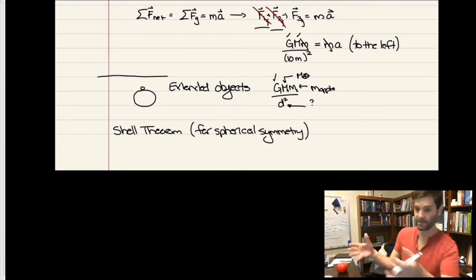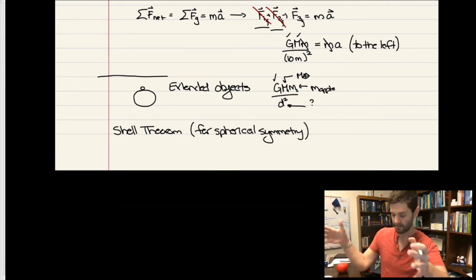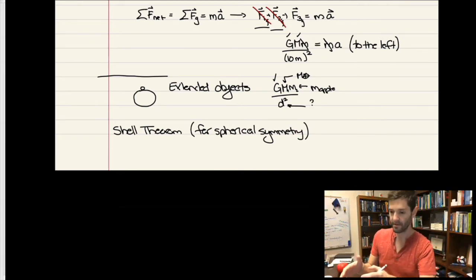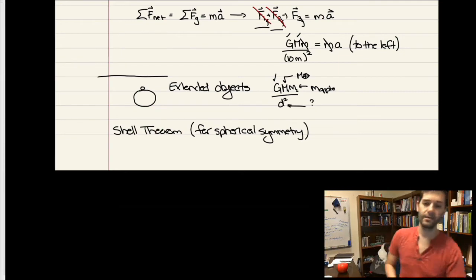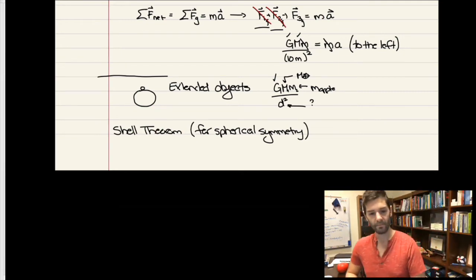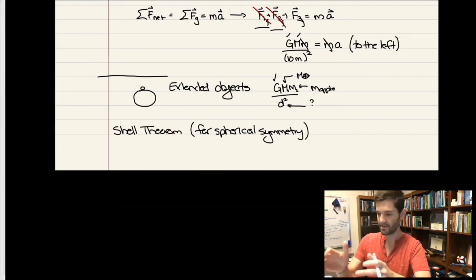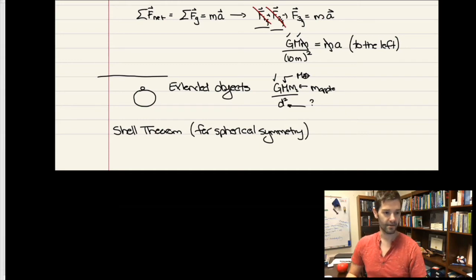Like the Earth, we could take as spherically symmetric, even though as I go deeper into the Earth, the density of the ground changes, and so there's a different amount of mass at every shell as I go down. But we could still treat the Earth as spherically symmetric. And you could think of it as a bunch of concentric shells, like a Russian nesting doll, where each one is slightly different.